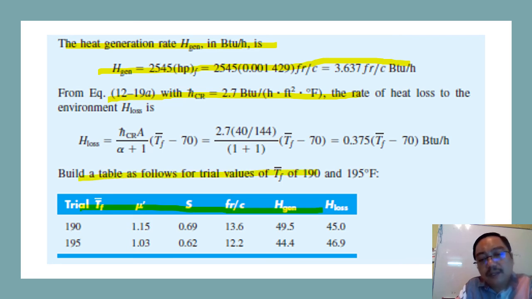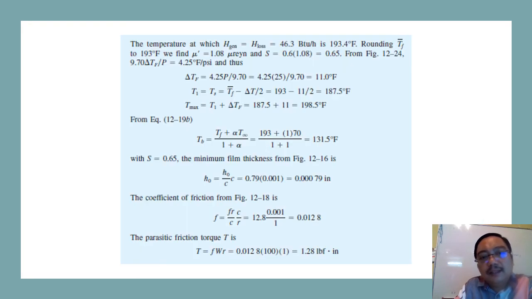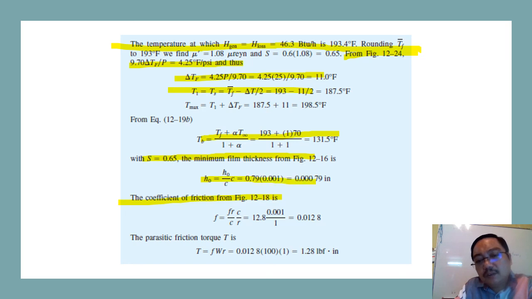Build a table for trial values, meaning you have to build a table like this. The solution needs you to build a table. You put in all the values and you get this. Then the temperature at which heat generated and heat lost are equal is 46.3, which you can get from figure 12.24. And from all of this you can get TB equal to this. S equals 0.65 for minimum clearance. This is the minimum film thickness, 0.0079, from figure 12.16.